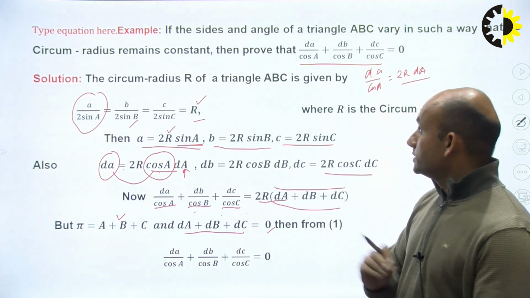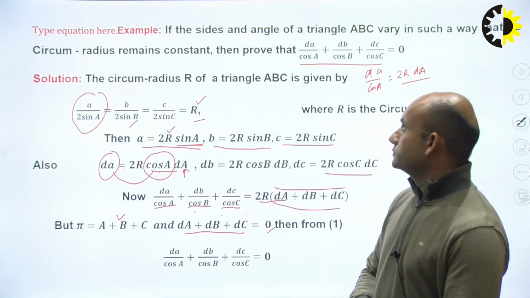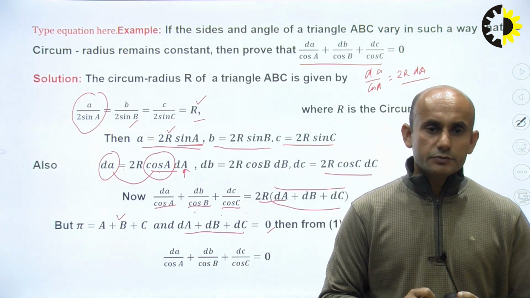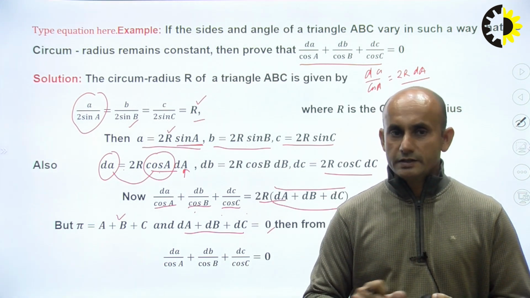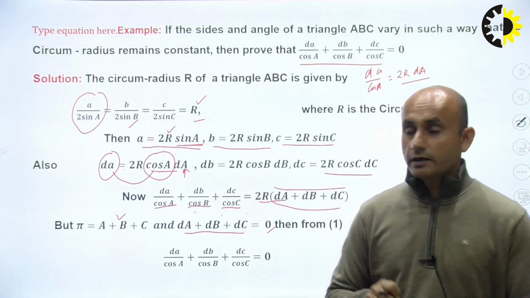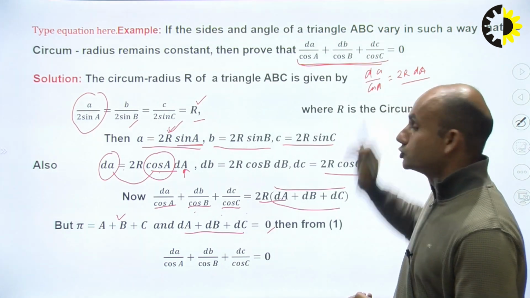So in this example, according to the question, if the sides and angles of triangle ABC vary, it means small a, small b and small c vary, and also the angles vary, but the circumradius is constant. So we have taken R as constant here. Then we find the value of this expression, and it should be 0 here.